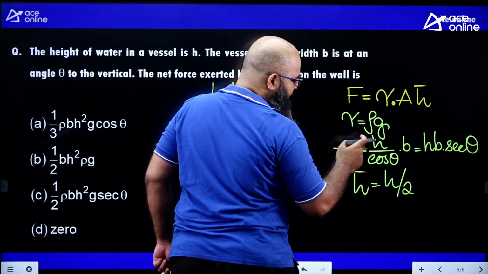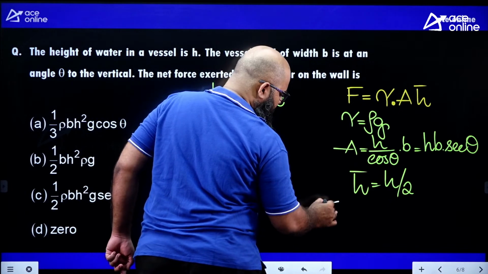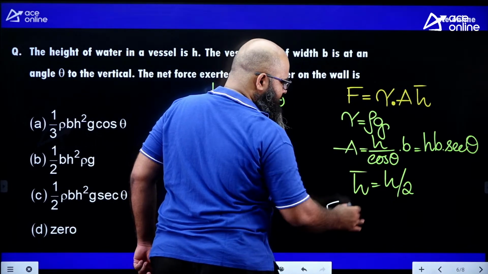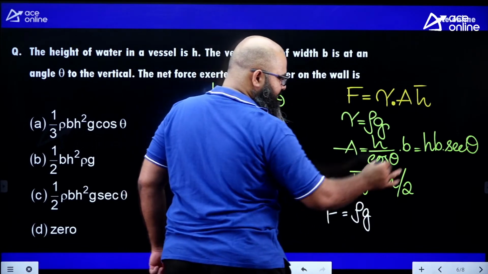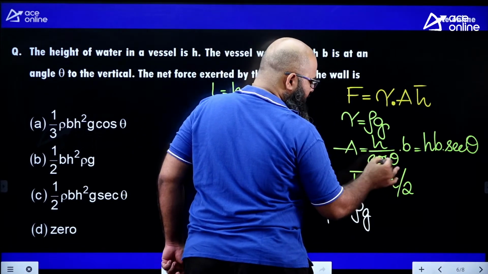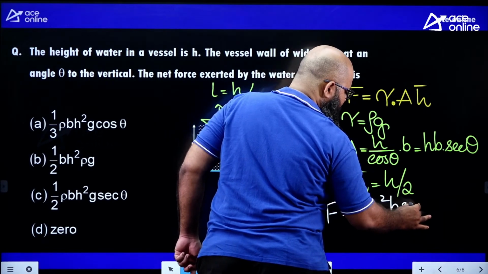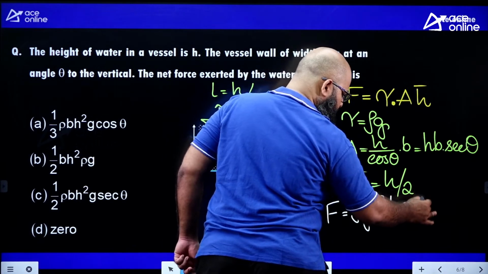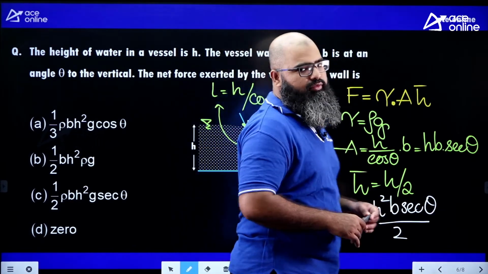You have gamma, you have area, you have h bar. Therefore, you can now say the value of force has to be equal to how much? It has to be equal to rho g multiplied by h b secant theta multiplied by h by 2. So, h square b secant theta divided by 2. This is the value of force.